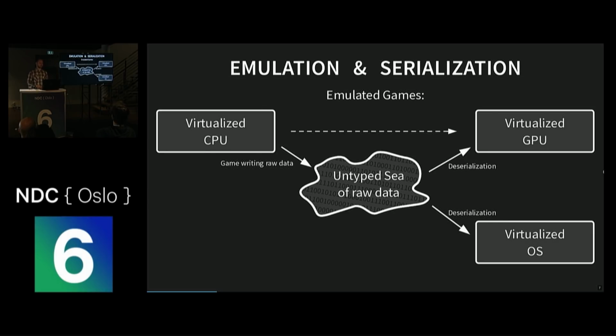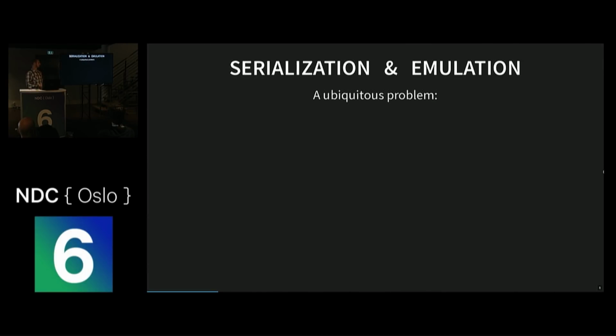And similarly, the operating system, when doing system calls, needs to turn CPU registers into well-formed arguments, because CPU registers are just 32-bit values. Some of them might be just that, a 32-bit size, but some of them might need to be grouped together to form a 64-bit value, for instance. So that kind of stuff needs to be taken care of. And this is really a quite ubiquitous problem in emulation.